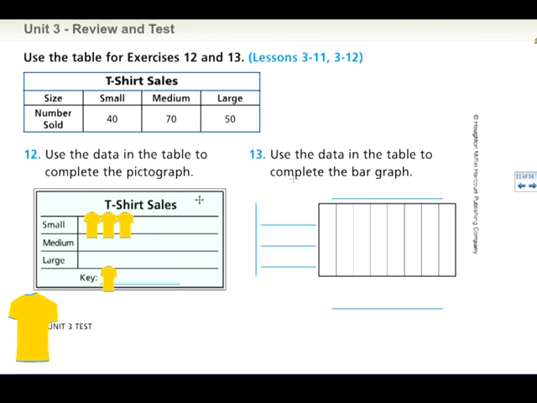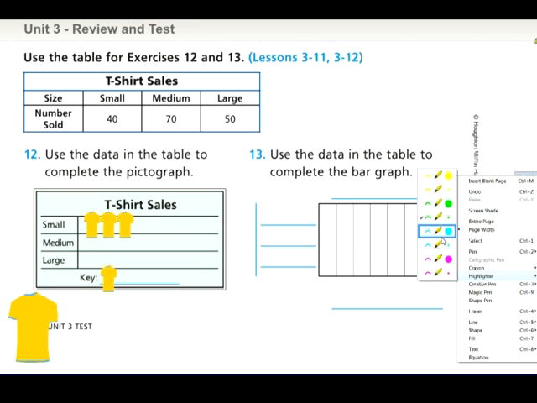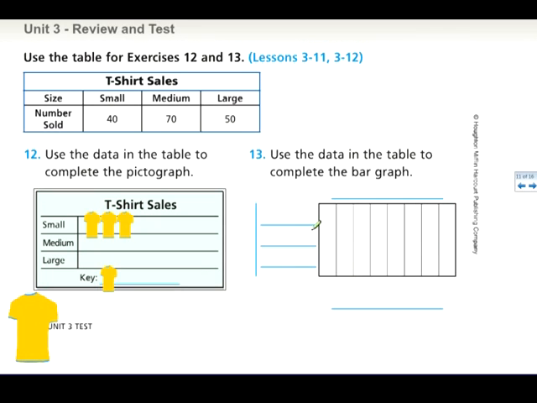But question 13 you'll probably have a question on. Use the data in the table to complete the bar graph. Well, the bar graph is where you start to take and you say, here's the small ones, and we only had 40, 20, 40. Whereas the mediums had how many? And you'd have to figure that part out. And the larges would have 50. That's where you'd put the small, medium, and large.